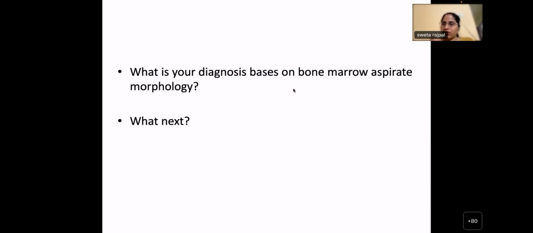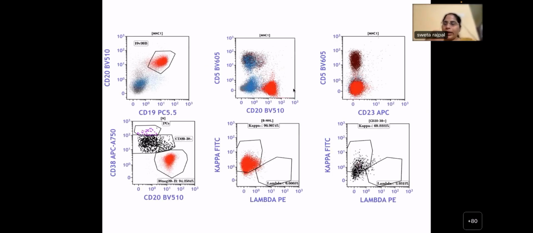A plasma cell neoplasm. So do you mean you're thinking of a multiple myeloma kind of picture? Yes, ma'am. Multiple myeloma kind of picture. Okay, fine. So let's go ahead and look at flow cytometry. Can you describe what are your findings in this case?